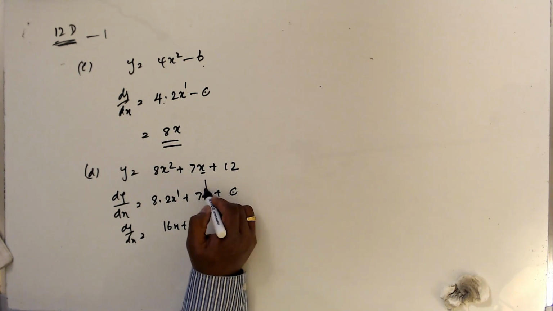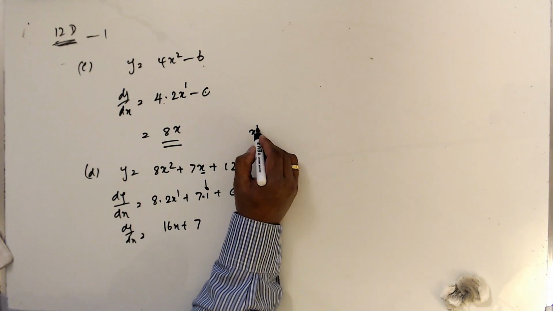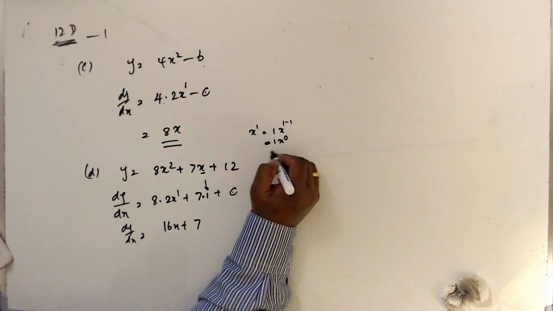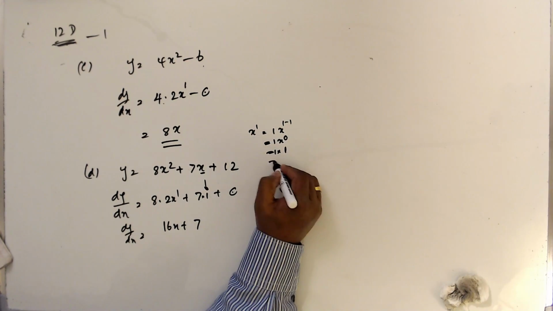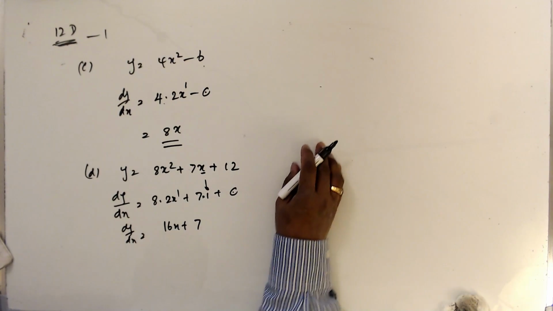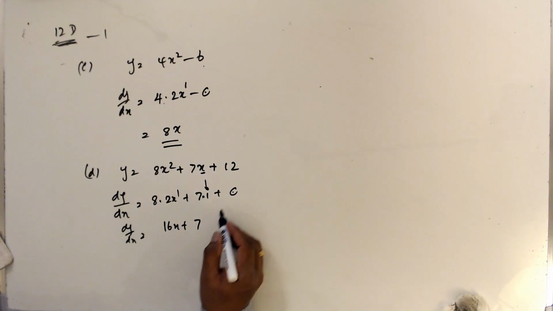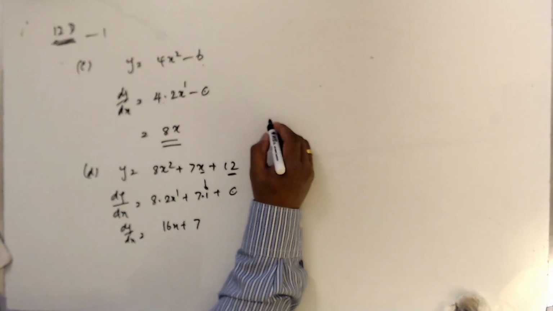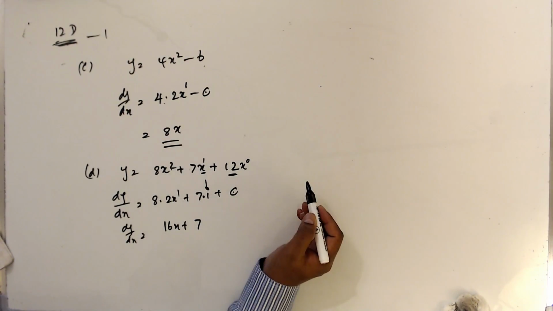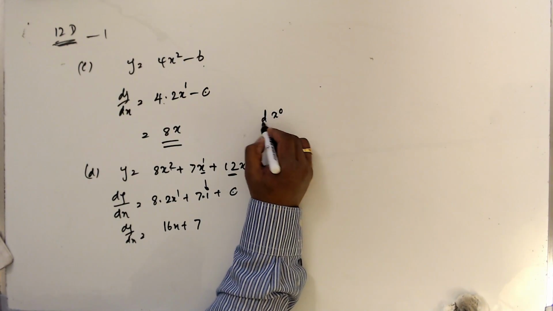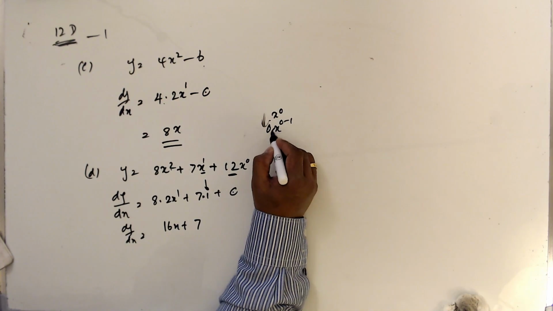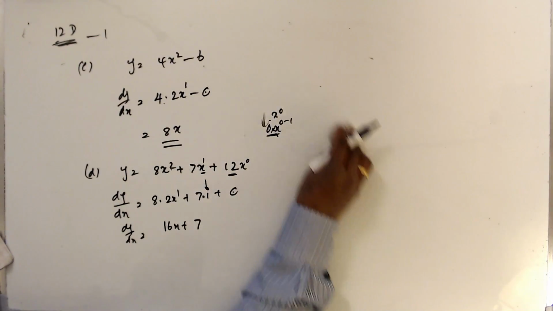Why does x become 1? Because x to the 1 differentiation is 1 times x to the 1 minus 1, so 1 times x to the 0. x to the 0 is 1, and 1 times 1 is 1. Why is 12 differentiated to 0? Because 12 is 12 times x to the 0, so differentiating gives 0 times x to the 0 minus 1. When you multiply anything by 0, the answer is 0.